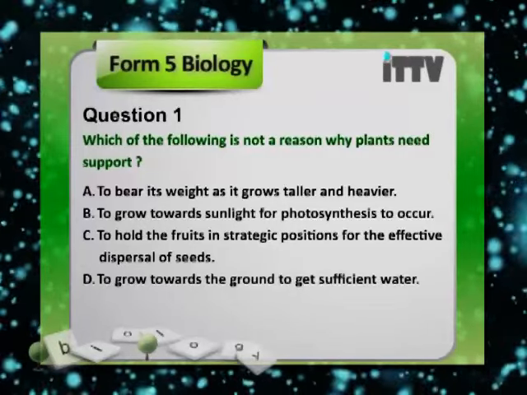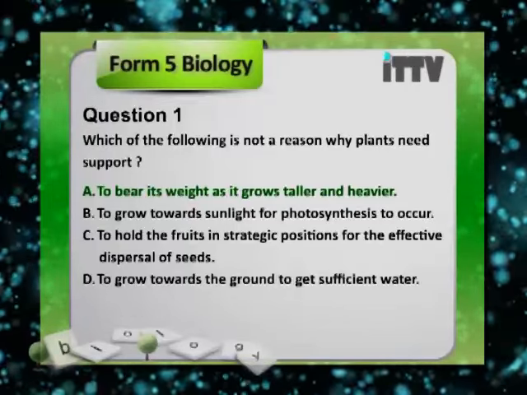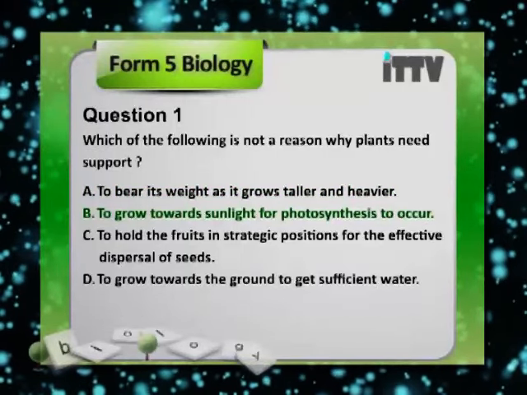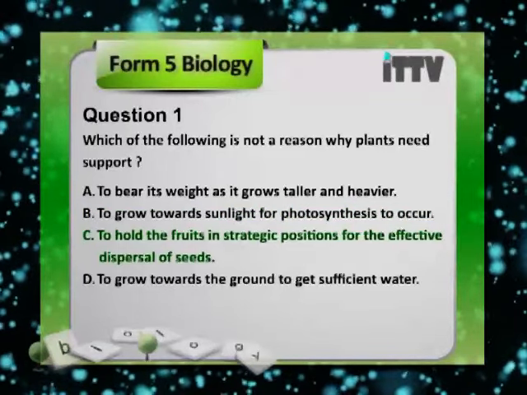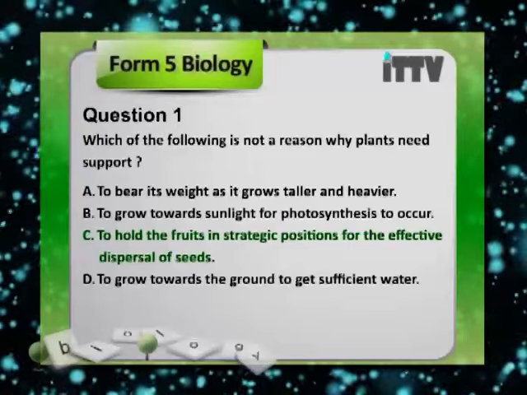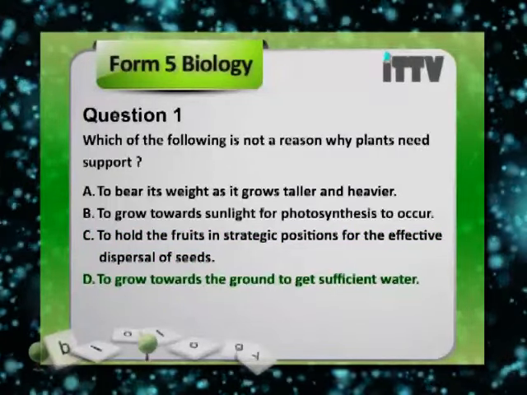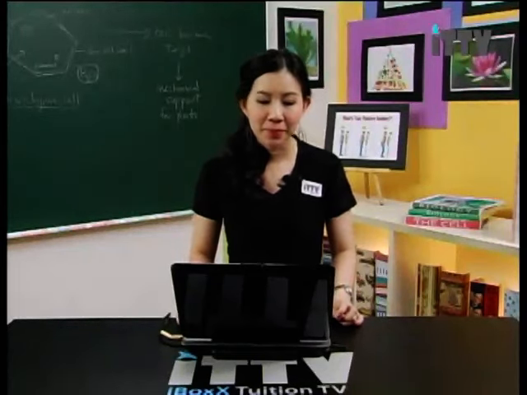Which of the following is not a reason why plants need support? A. To bear its weight as it grows taller and heavier. B. To grow towards sunlight for photosynthesis to occur. C. To hold fruits in strategic positions for the effective dispersal of seed. And D. To grow towards the ground to get sufficient water. Now, what do you think is the answer for this question?